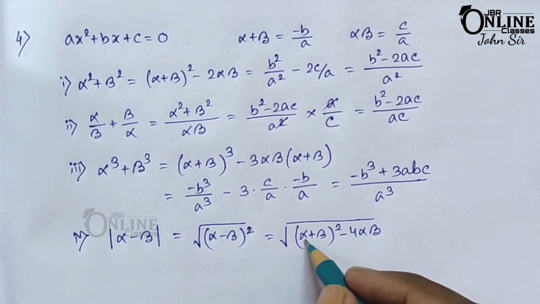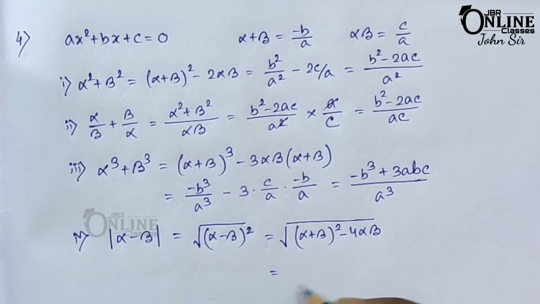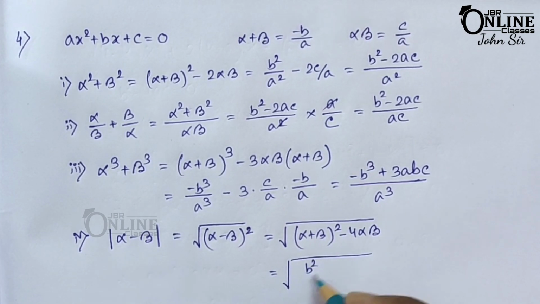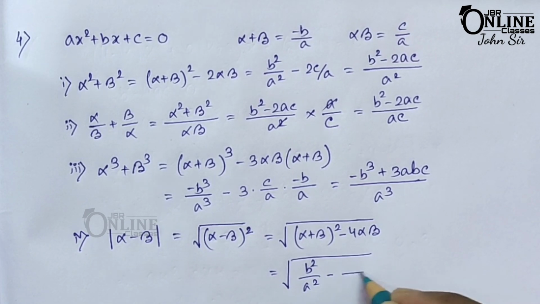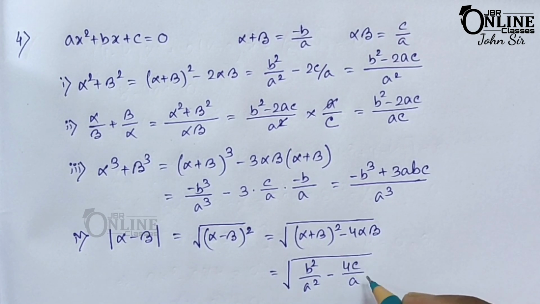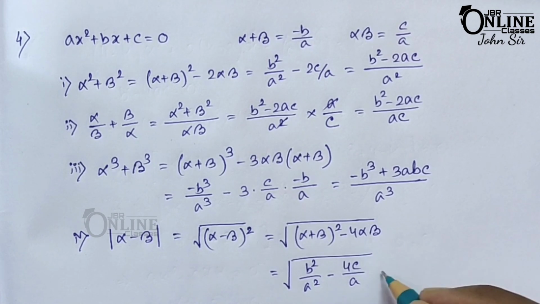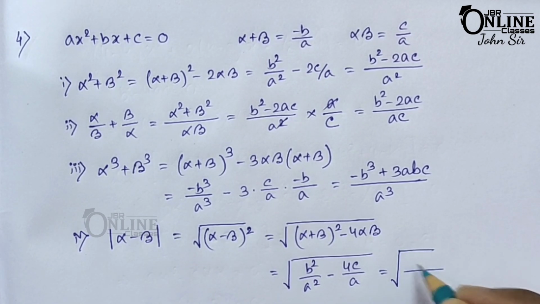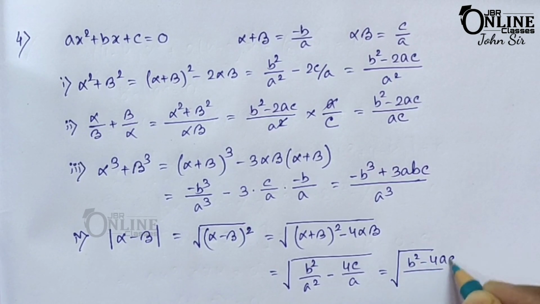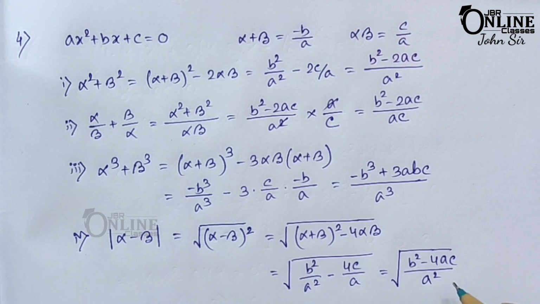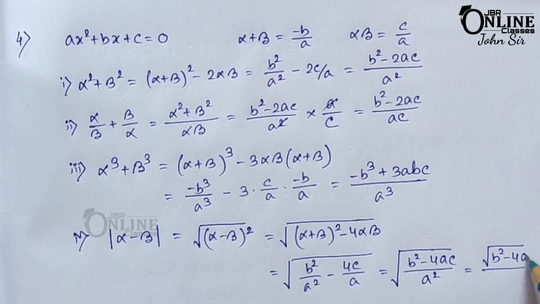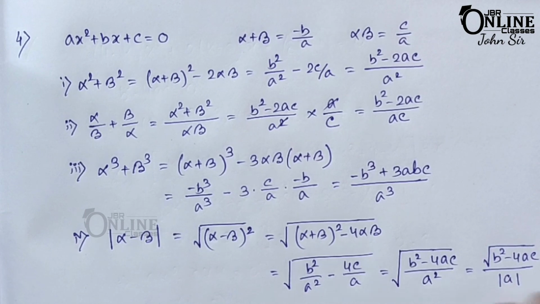Okay, so now alpha plus beta whole square minus 4 alpha beta, so alpha plus beta whole square means b square by a square, and this one will be 4c by a. So that equals, in root over, b square minus 4ac by a square. You can write it also this way, b square minus 4ac, and here root a square means a, so you can write it in mod a, because you have to take only the positive one.